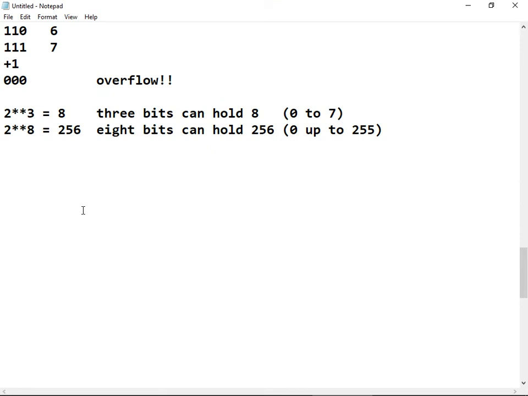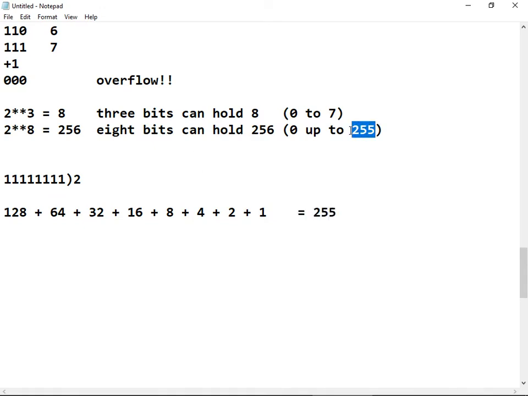And we could prove that, right, by writing out the 8 places. 128 plus 64 plus 32 plus 16 plus 8 plus 4 plus 2 plus 1. Okay, those are our 8 place values. It doubles each time, right? And if we added all those up, 1, 1, 1, 1, 1, 1, 1, 1 in base 2, that equals 255. The largest value you can store in 8 bits. 255 in base 10.